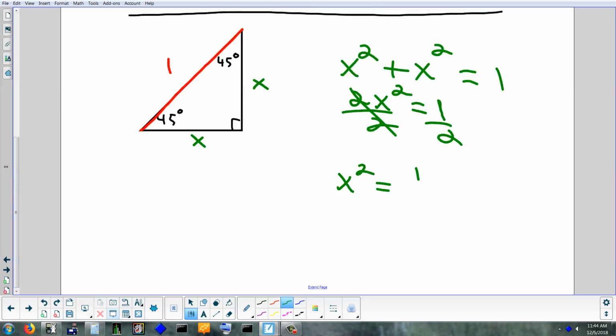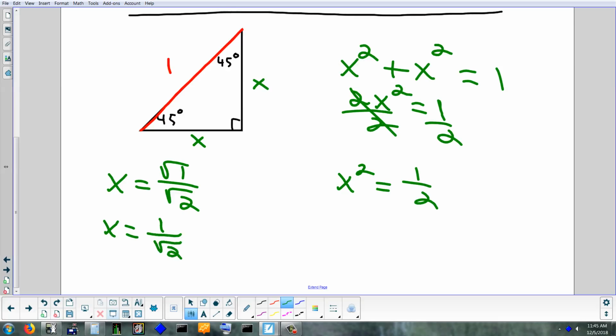So now I have x squared equals a half, but I don't want to know x squared. I want to know x. So how do I get x? Take the square root. When you take the square root of a fraction, just do the top and do the bottom separate. What's the square root of 1? 1. And the square root of 2, we can't really take the square root of 2.